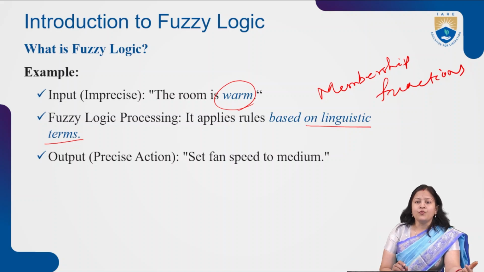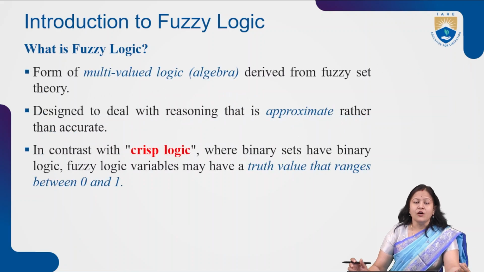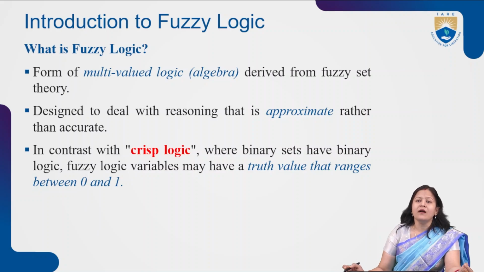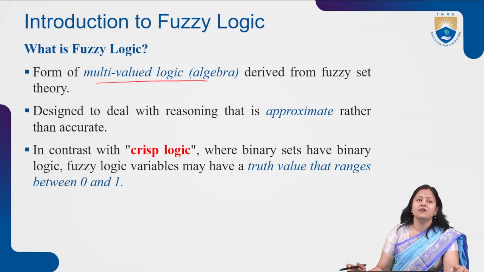The output it generates is in the form of if-else. If the temperature is above 30 degrees, then set the fan speed to medium. Like this, if-else conditional statements will be processed by the fuzzy logic system. Fuzzy logic is a form of multi-valued logic because it consists of more than one value. It requires set theory operations in the form of algebra, derived from fuzzy set theory, designed to deal with reasoning that is approximate rather than accurate. It cannot give an accurate answer, but it will give you approximate values.